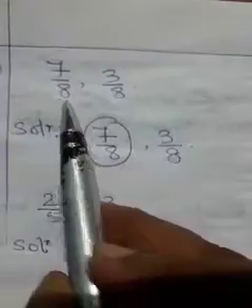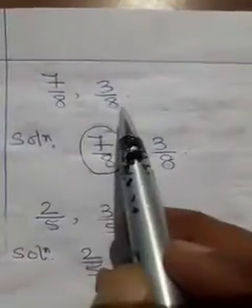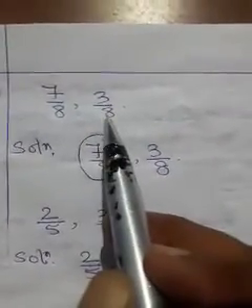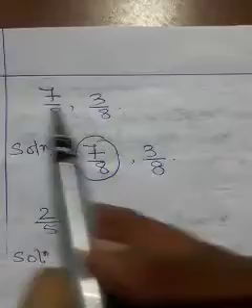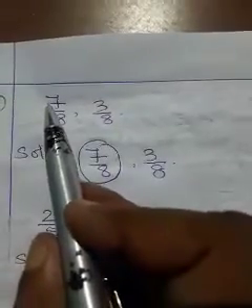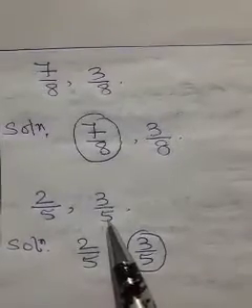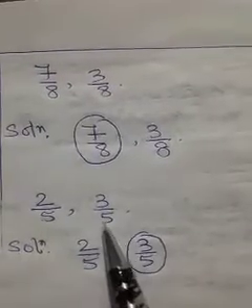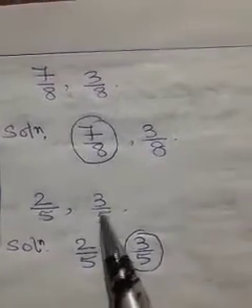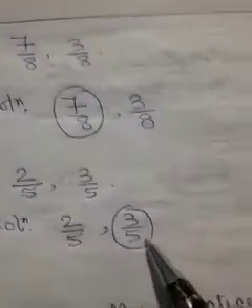But when the denominators are the same, they are called like fractions. So this has the greater numerator, that's why it will be bigger. Here also it is a like fraction, and here 3 is greater, that's why it is greater.